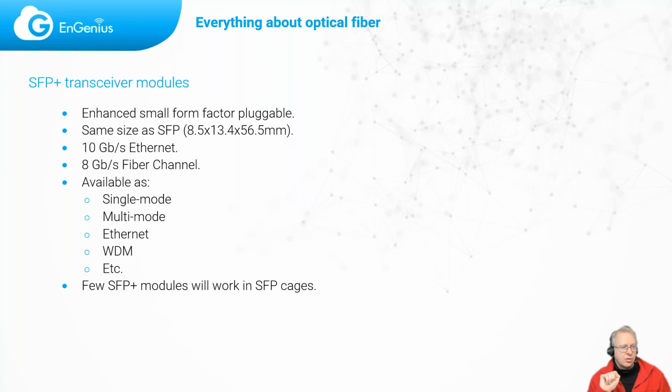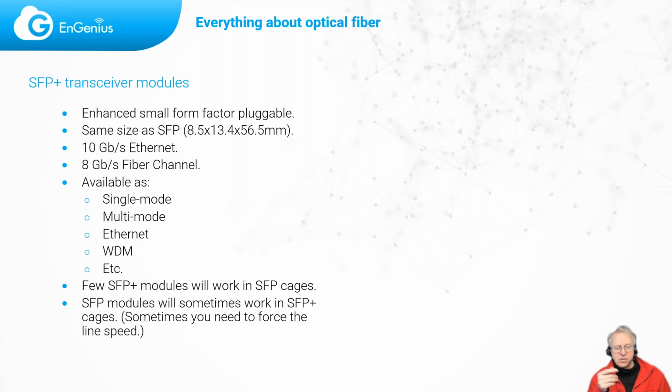In some cases, you can have your SFP plus module work in SFP cages, and the other way around, there are also some SFP modules that will work in SFP plus cages. I have seen that working in some cases, but only after you force the line speed on the switch to 1 gigabit, or the switch will try to do it on 10 gigabit and fail.